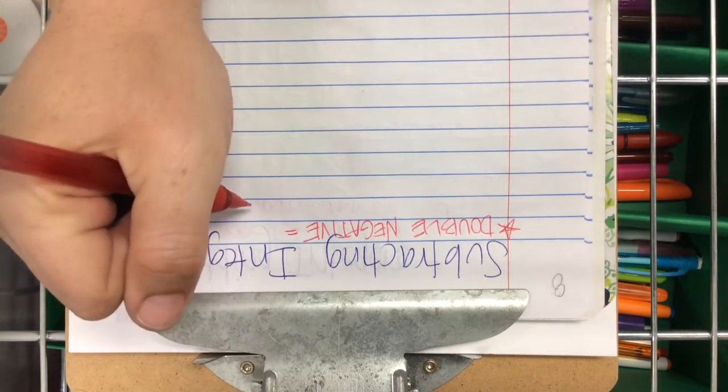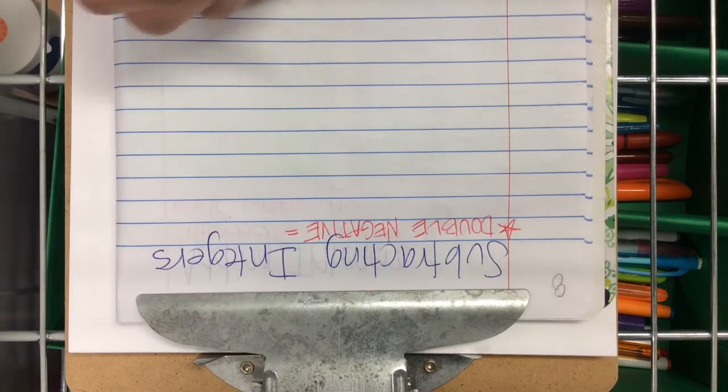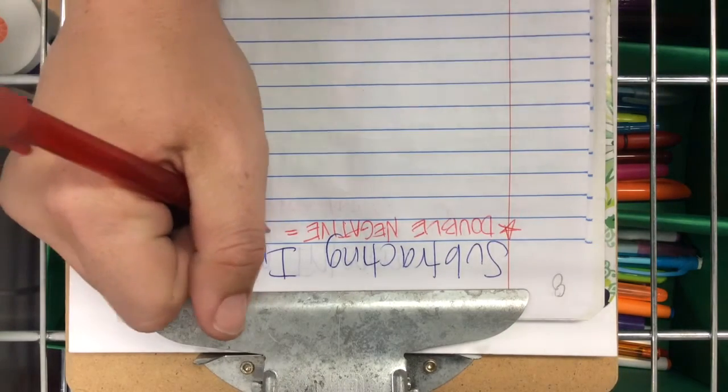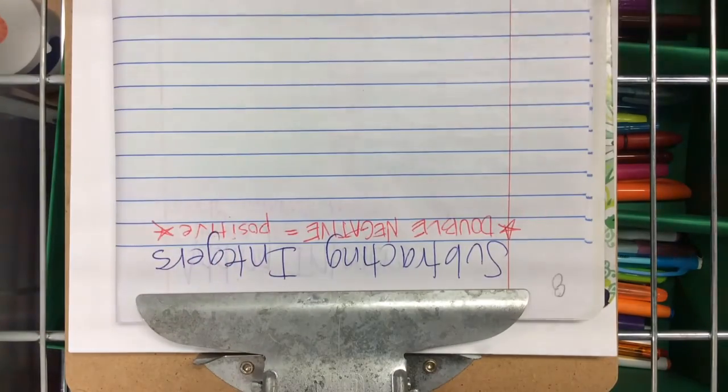A double negative is when you put two negatives in a row and they cancel each other out. Here's a double negative. I'm not going to give you homework. What does that mean? That you're getting homework. A double negative changes into a positive. If you ever say a double negative in math, it changes to a positive.